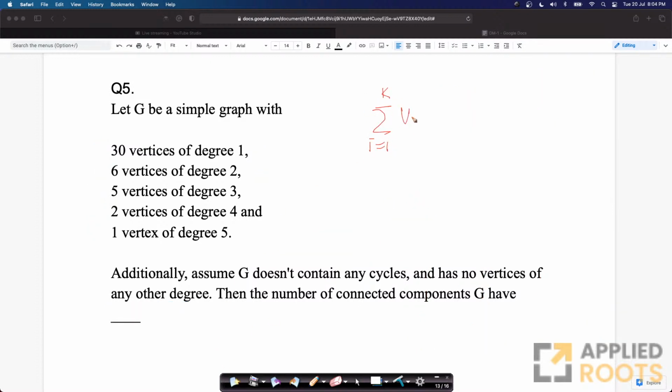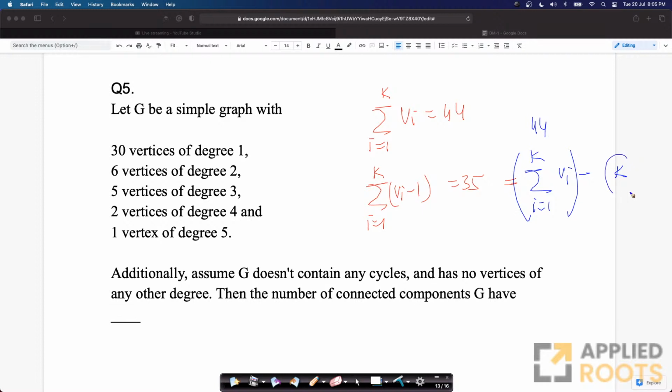Summation i equals 1 to k, Vi is 44. Summation i equals 1 to k, Vi minus 1 is 35. So this I can now further say is equal to summation over all i from 1 to k of Vi, minus k, because there are k ones here. I'm just taking it out of the summation. So this value I know is already 44.